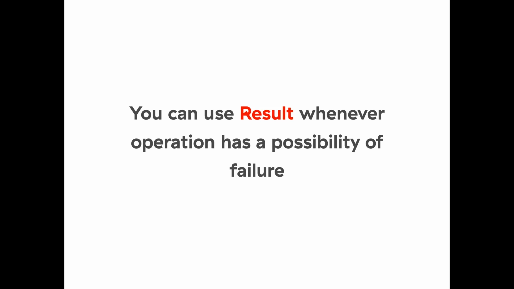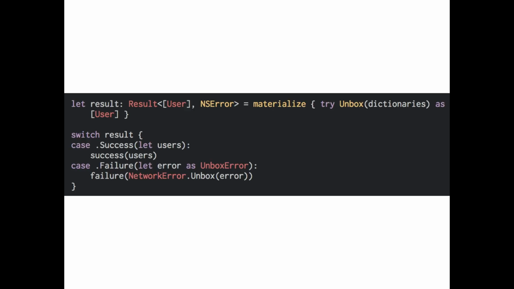So you can use result whenever an operation has a possibility of failure. So you can use it in both synchronous and asynchronous code. Here is a synchronous example. This is the same code to deserialize the dictionaries with Unbox, but this time using the result. So this result will be of type user array and NSError. Since this is an enum, result will only contain one type. It will either contain a user array or it will contain an error. It can't contain two values at the same time.